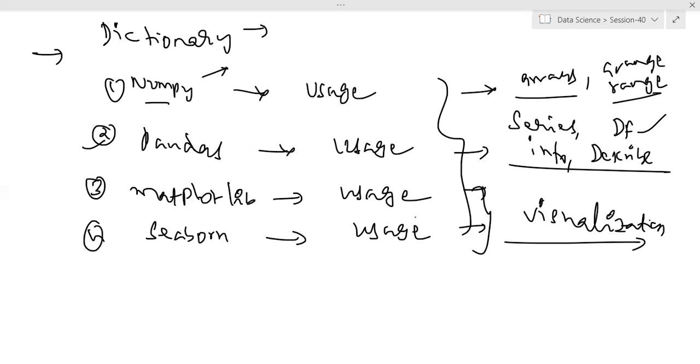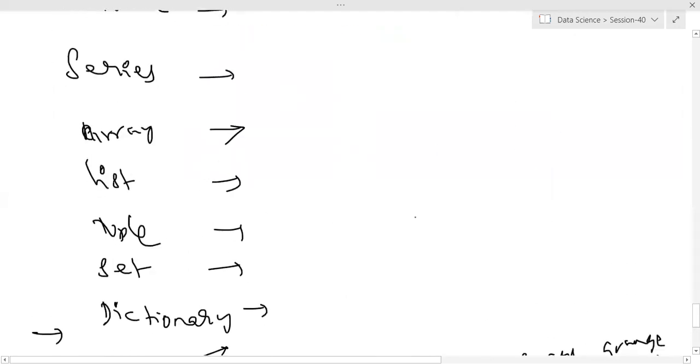But no one is going to expect you to reveal all the things. Maybe they can ask like this: which are all the plots you have used in your project, or which are the most commonly used plots in your project. So at least you need to give one or two. Okay, so for those, friends, these are most important.